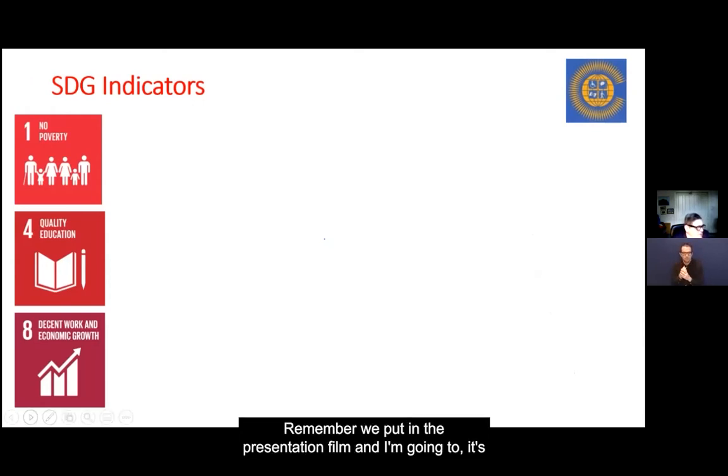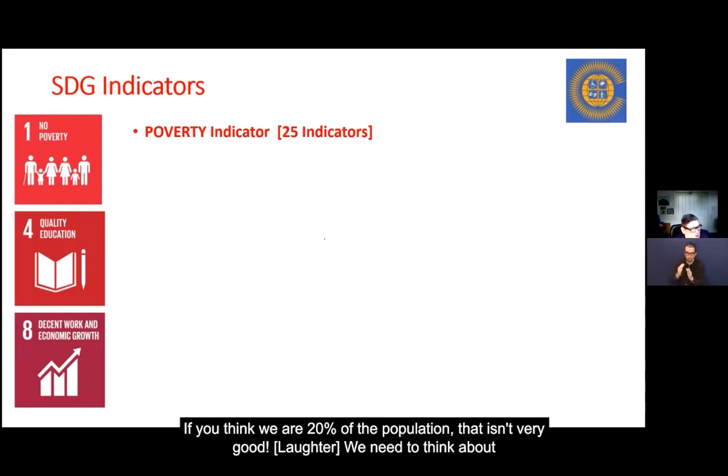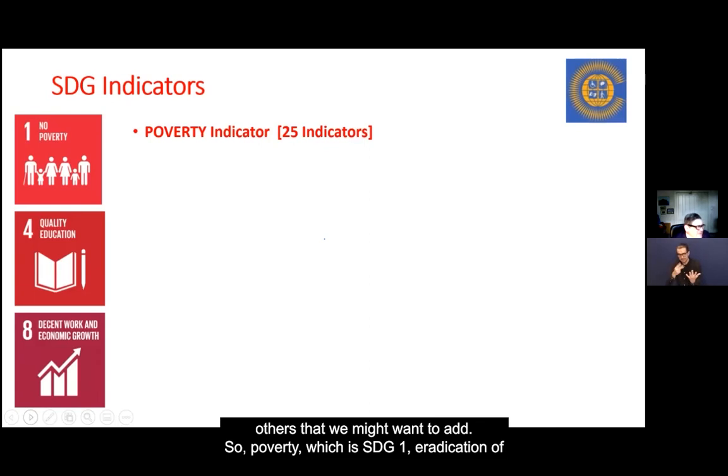Remember we put in the presentation film, and it's in the course book, but I'm going to go over it again. There are something like 245 indicators on the 17 SDGs, and 11 of them mention disability. If you think we are 20% of the population, that isn't very good. We need to think about others that we might want to add.